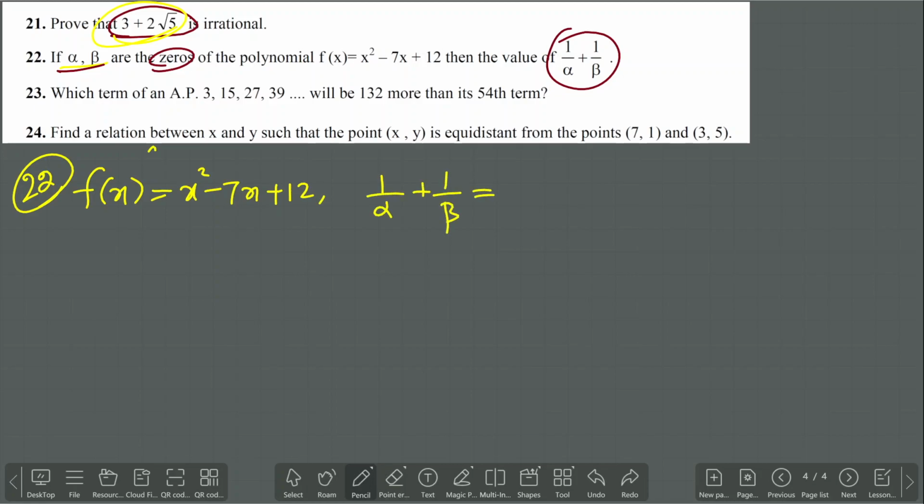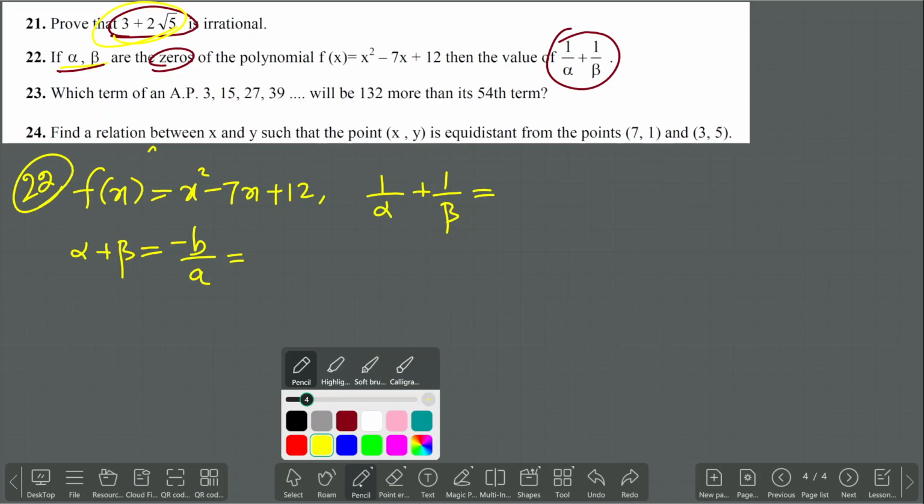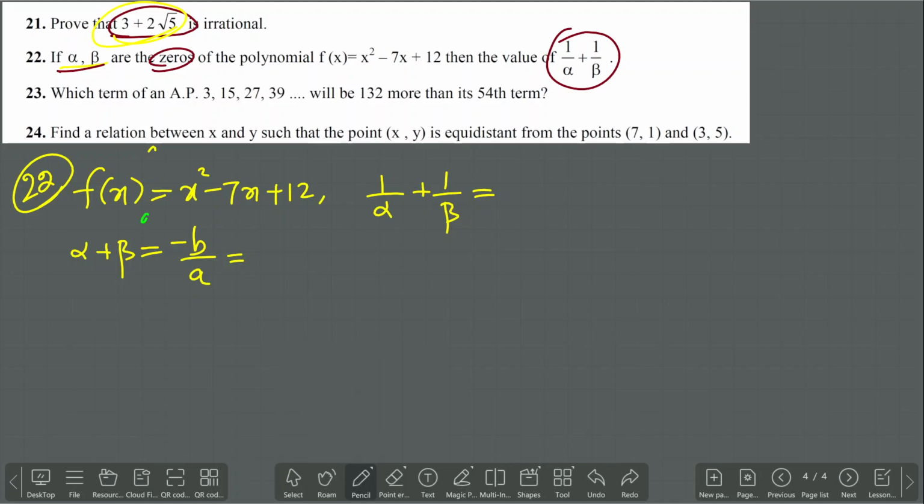Listen children, we know very well that the sum of the zeros, alpha plus beta, equal to minus b divide a. Before going to that, we should write the a value, b value, everything. A value is 1. What is the b value? Minus 7. C value is 12. Now we can apply: minus b value is minus of minus 7, divide a value 1, so minus into minus gives plus 7.